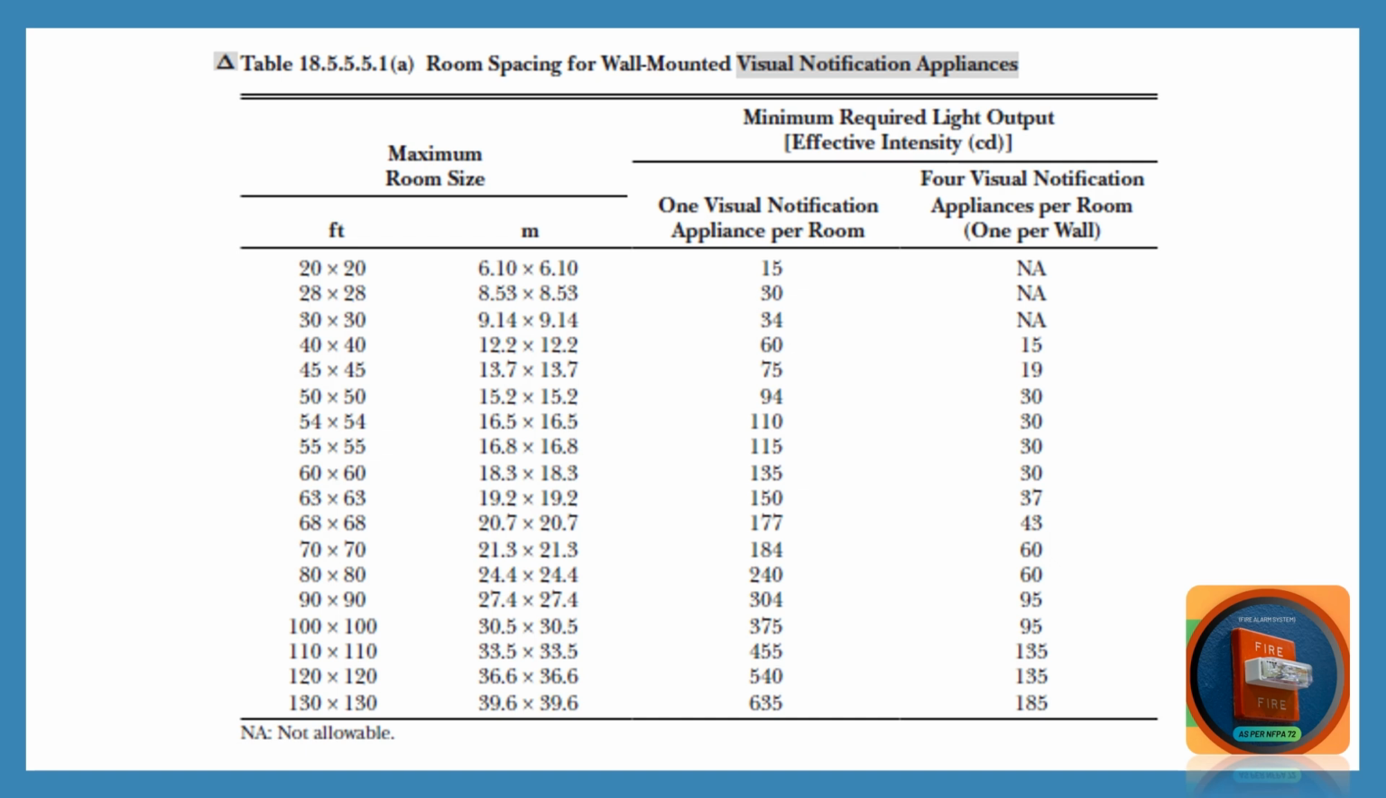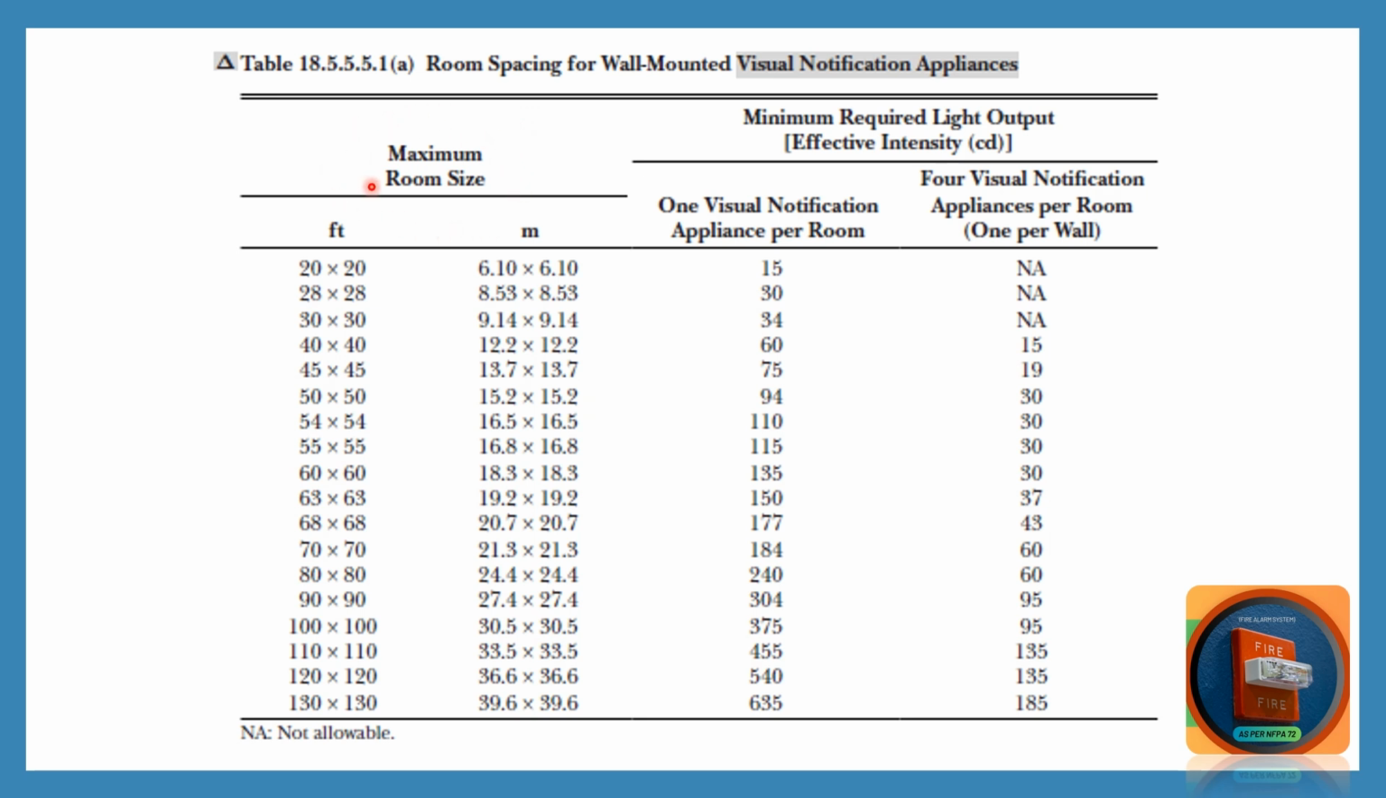So whenever we locate strobes in our drawings, we need to refer to this particular table. This has been extracted from NFPA 72. Basically, this table refers to wall mounted visual notification appliances. If you look at this table, you can find the candela ratings here and here. These candela ratings will be selected based on the maximum room size.